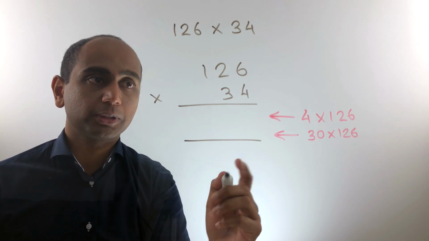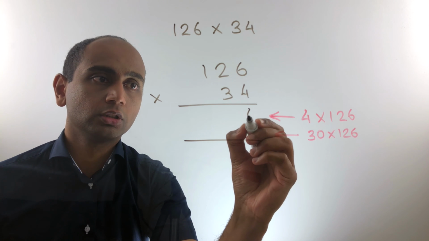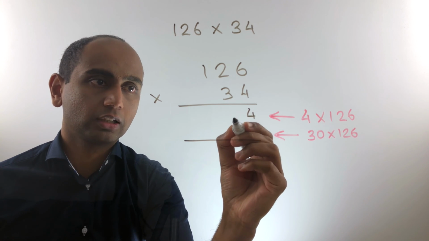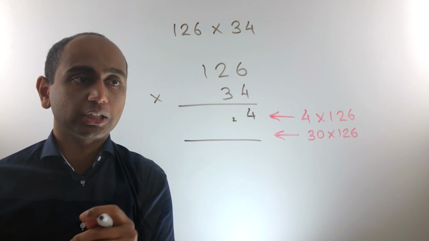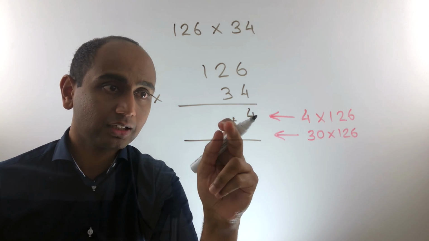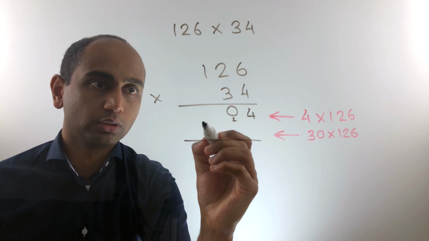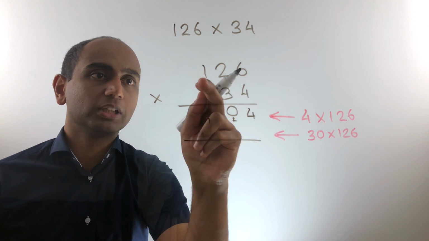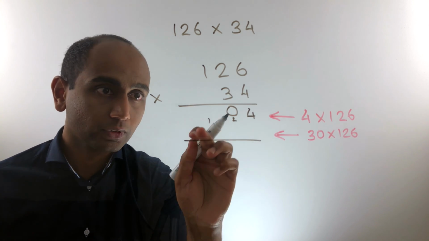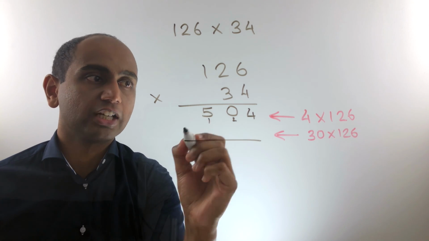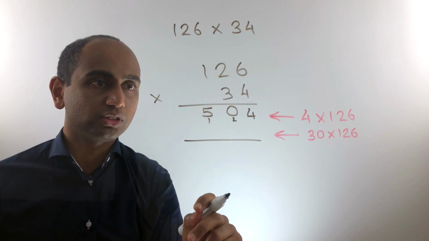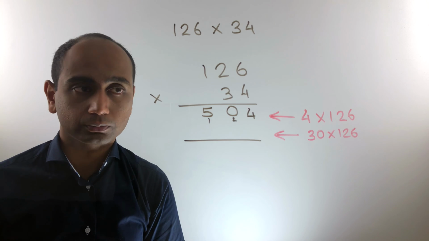So 4 multiplied by 6 is 24. So that's 4. I'll have a little 2 down here. 4 multiplied by 2 is 8. Add 2 is 10. So that's 0, and I'll have a little 1 down here. 4 multiplied by 1 is 4. Add this 1 gives me 5. So 4 lots of 126 is 504.